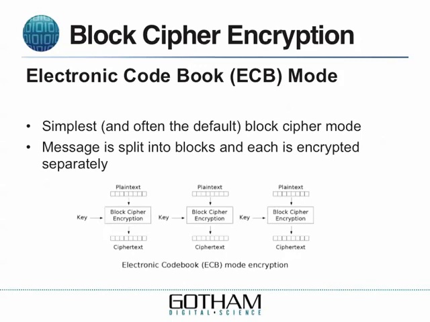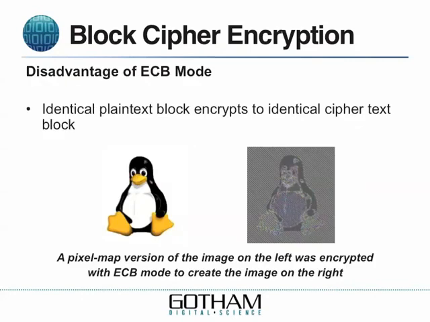Can anyone guess why we're even talking about this? How ECB might be vulnerable based on how it encrypts data? The string has repeating patterns, yes, ABC, ABC. Excellent. So repeating patterns in plain text will result in repeating patterns in the ciphertext.